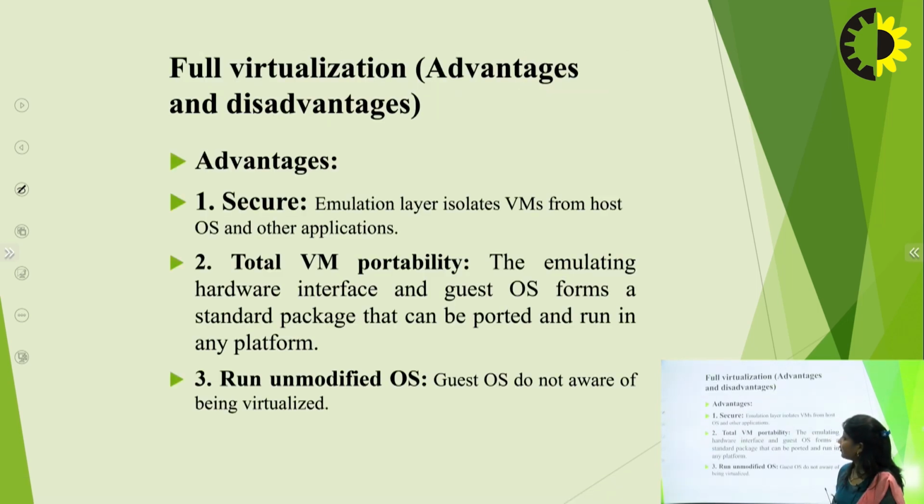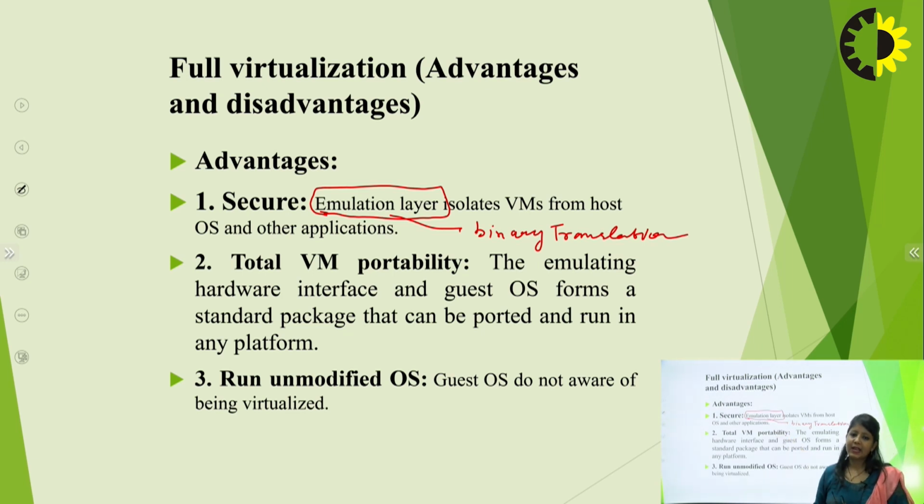The advantage of full virtualization is security. The emulation layer isolates the VM from the host OS and other applications. Security means all the VMs are going to be implemented in an isolated manner. Emulation means binary translation. After binary translation, the different instructions we got are stored in the VMM, and we can say one emulation layer will get installed over the bare hardware.